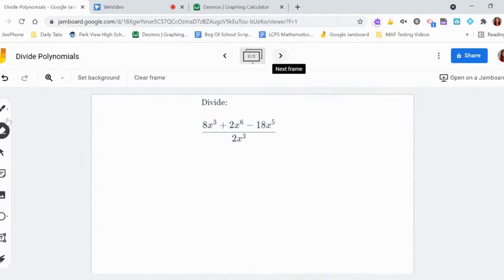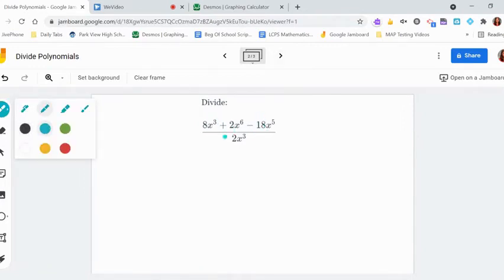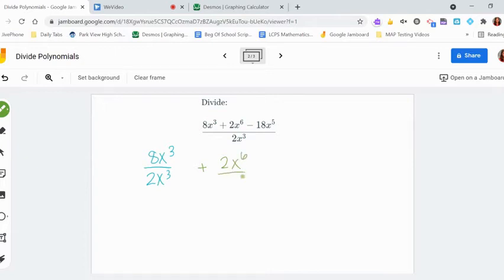All right, let's look at the next example. I'm going to do the same thing. I'm going to take each piece on the top and divide it by the one on the bottom. So I have 8x to the 3rd divided by 2x to the 3rd. I then have plus 2x to the 6th over 2x to the 3rd, minus 18x to the 5th over 2x to the 3rd. Everything in the bottom was that 2x to the 3rd.